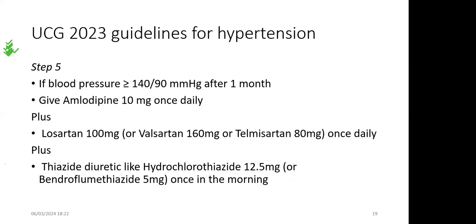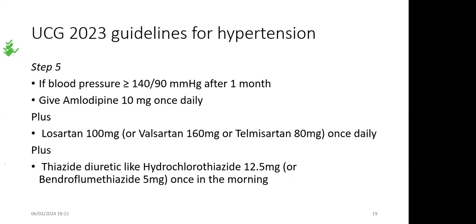For step 5, under management of hypertension in stage 2, we are going to still use amlodipine. So we are seeing that our blood pressures are above 140 systolic and above 90 diastolic after another month of treatment, and we are not achieving our targets. So we'll give this patient amlodipine 10 milligrams. We will also give them an ARB, as you can see. Then we shall add on a diuretic, a thiazide. Okay, so our guideline recommends bendroflumethiazide or hydrochlorothiazide.